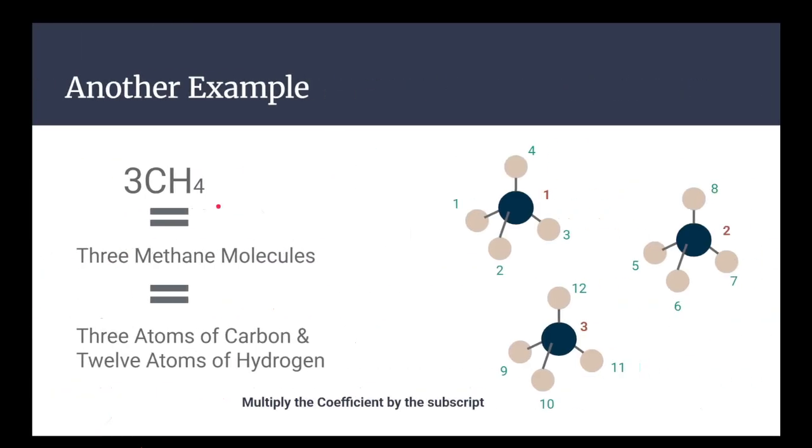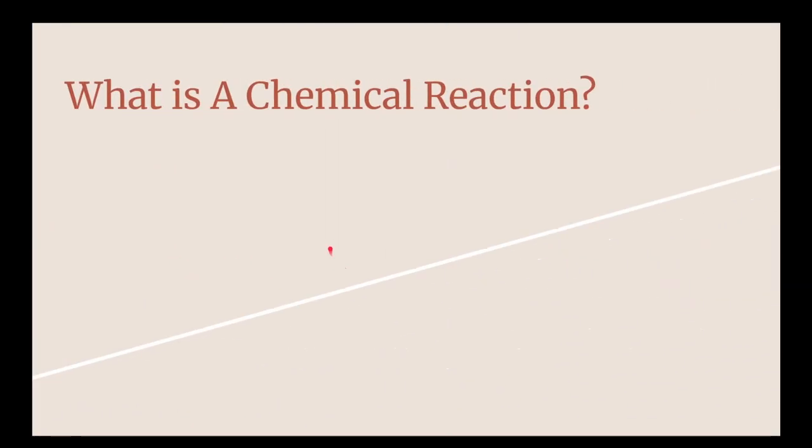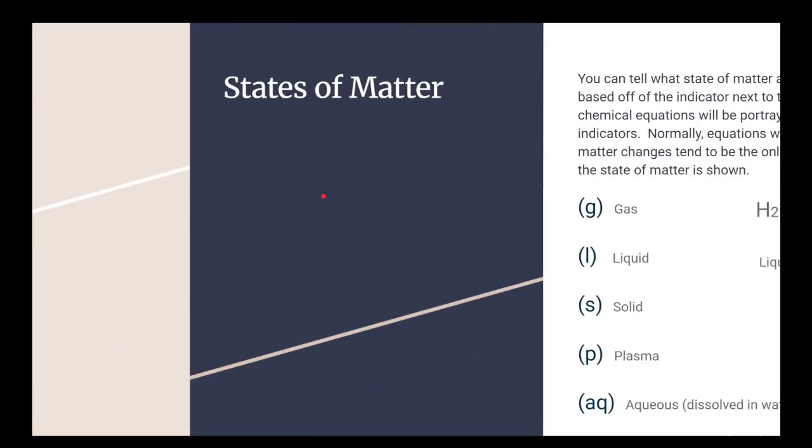Now when you have invisible 1s, remember that it's an invisible 1 right here. So this 3 times 1 is 3, so there's 3 atoms of carbon here, and when you count this out, there's 1, 2, and 3 atoms of carbon. 3 times 4, so that's 12 atoms of hydrogen, and when you count it out, there is 12 atoms of hydrogen. What is a chemical reaction?